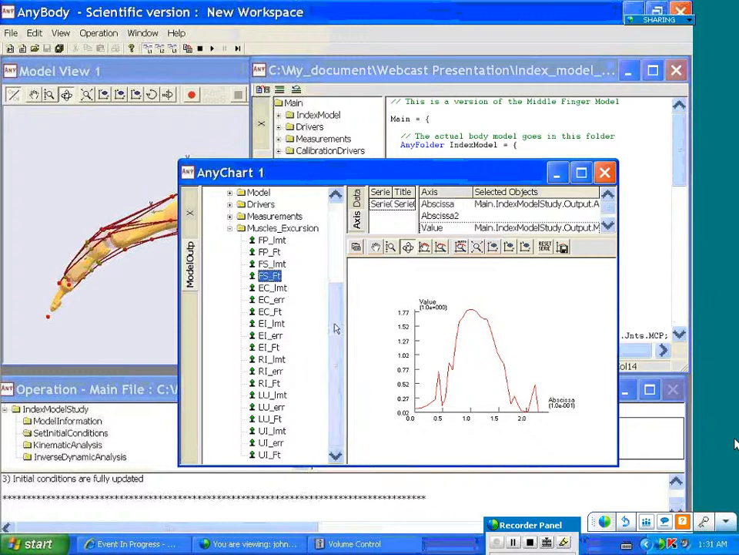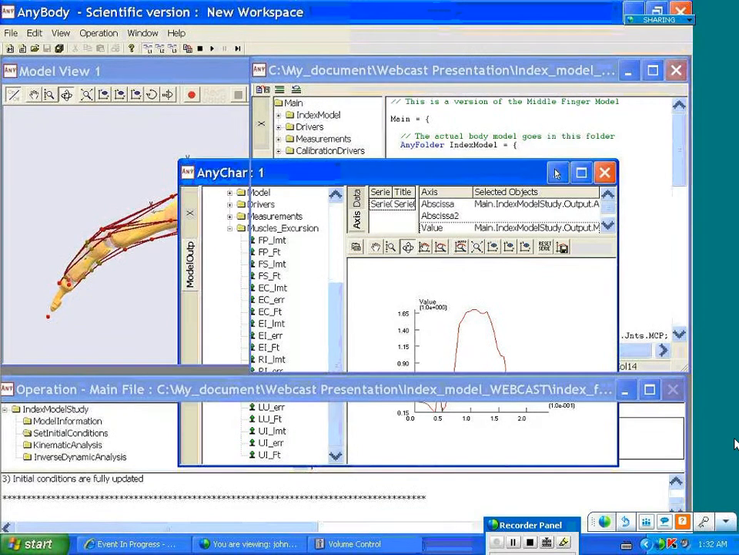Then this EC muscle is activated before and after contact. And the EI muscle, and all the muscle forces are here. Let's continue the presentation.